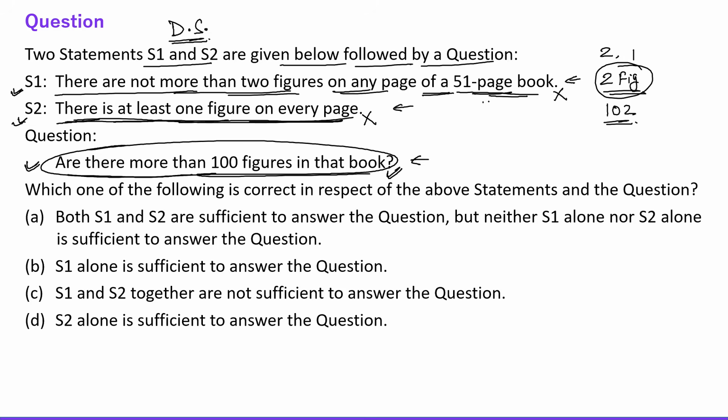And even if we combine these two statements, we are still not getting the answer, because there is at least 1 figure on every page. If we take the case 2 and 1, or the case like 2, 2, 2, then even combining these two statements together, we are not getting the answer. So the answer is option C, S1 and S2 together are not sufficient to answer the question.